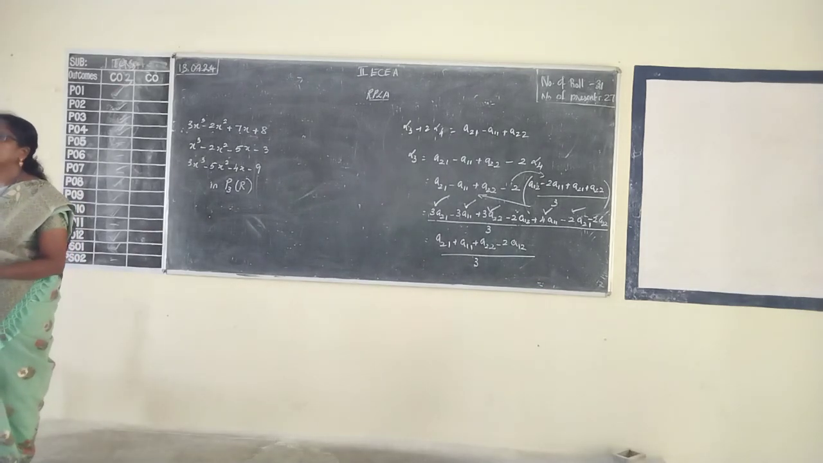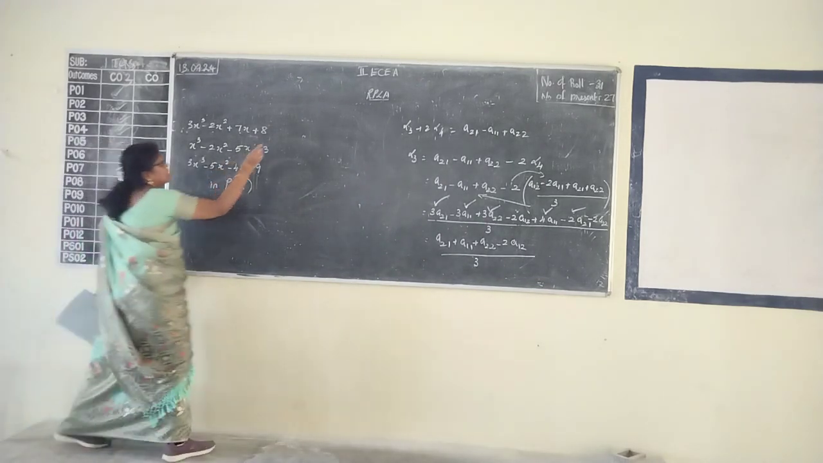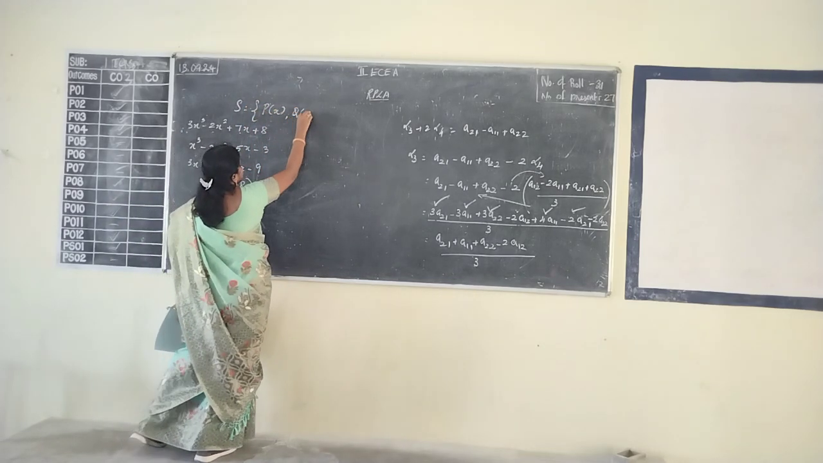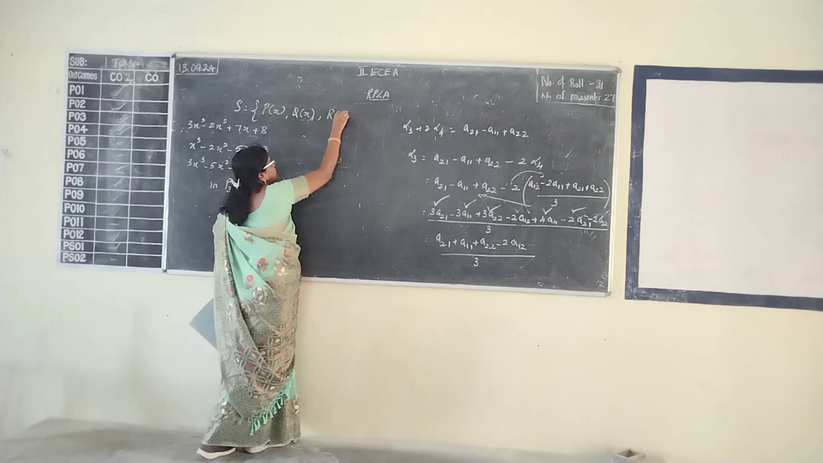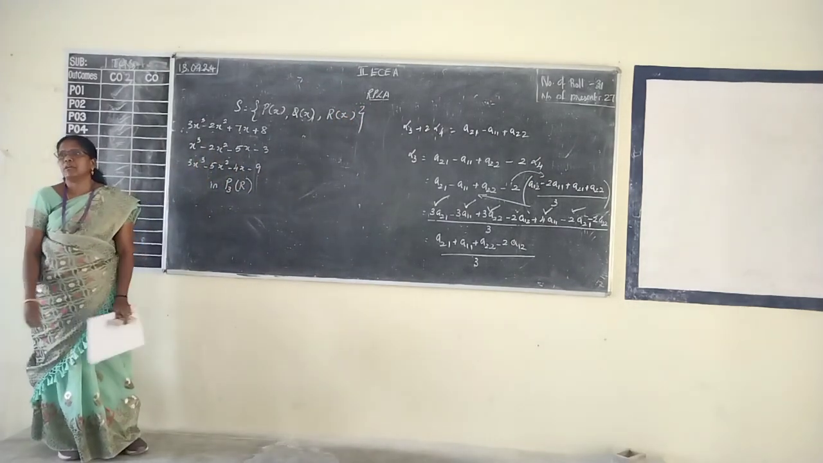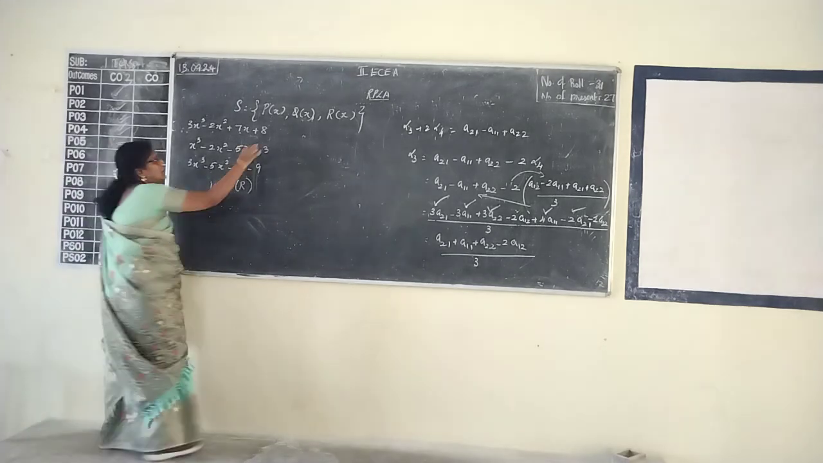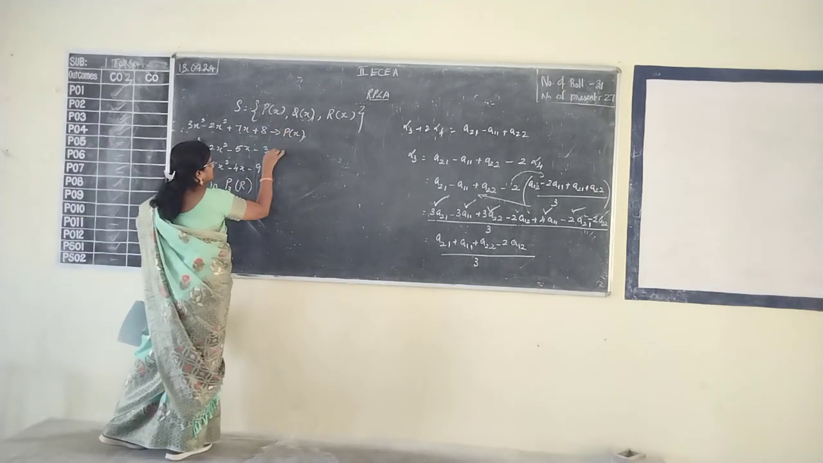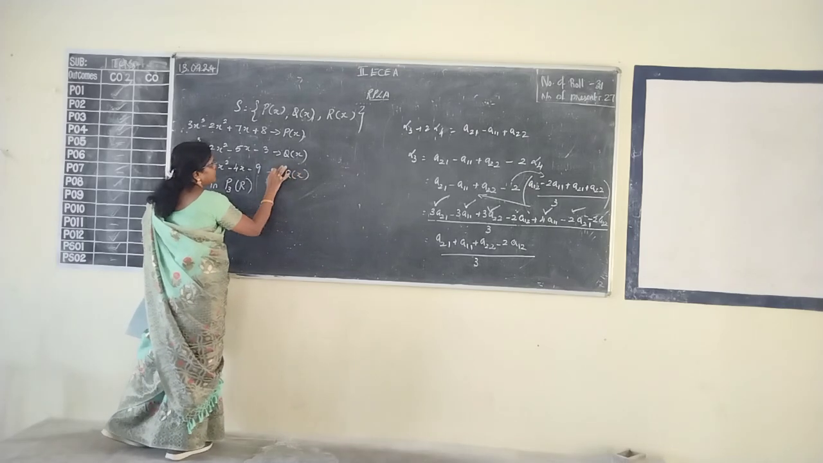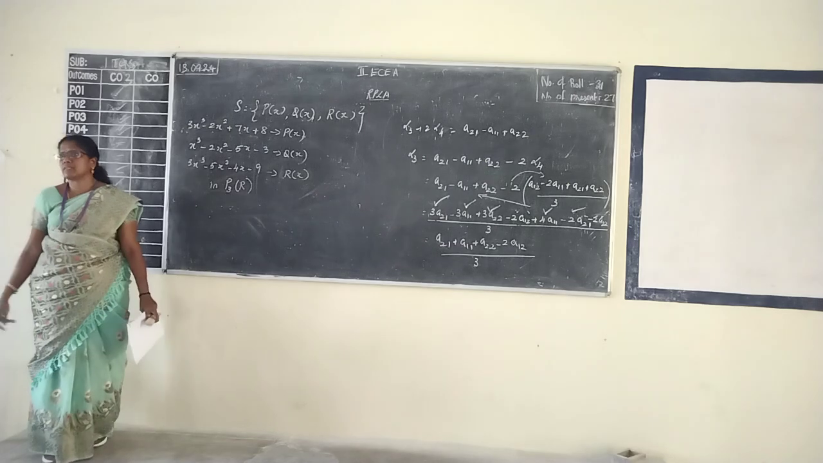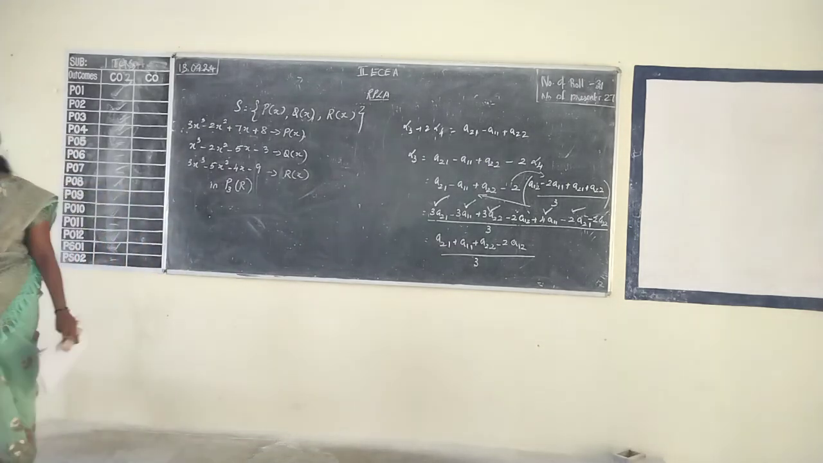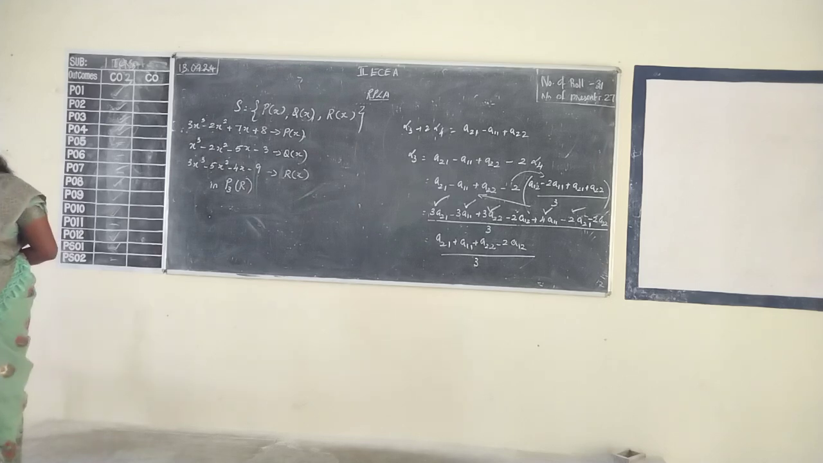Let capital S be equal to P of x, Q of x, R of x. Our first element will be P of x, second one Q of x, third one R of x. So given 3 elements, P, Q, R, what is the next step you have to do?